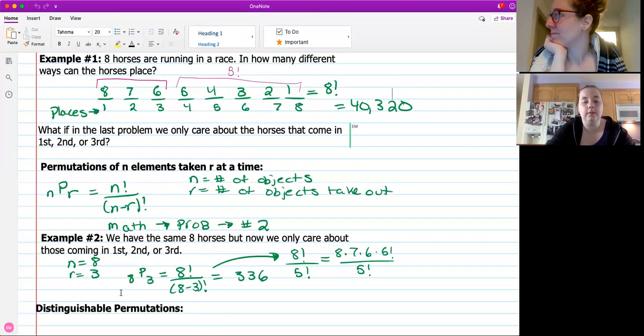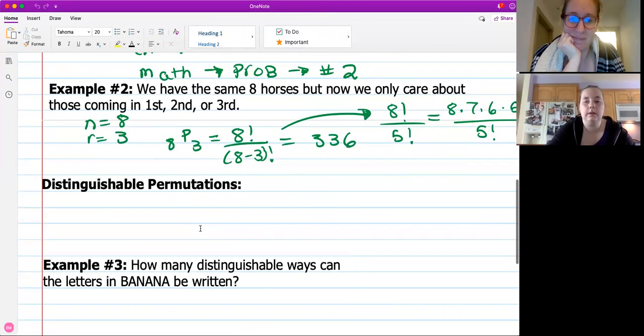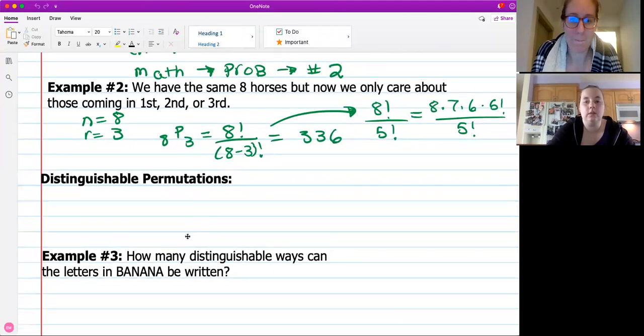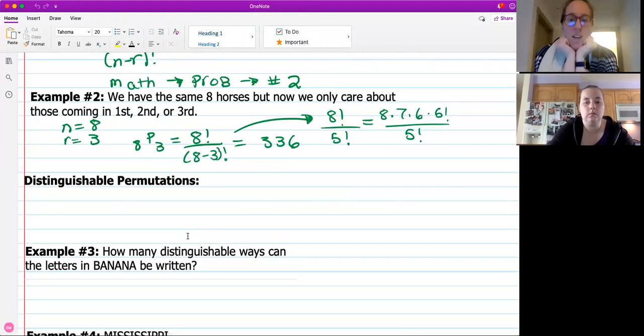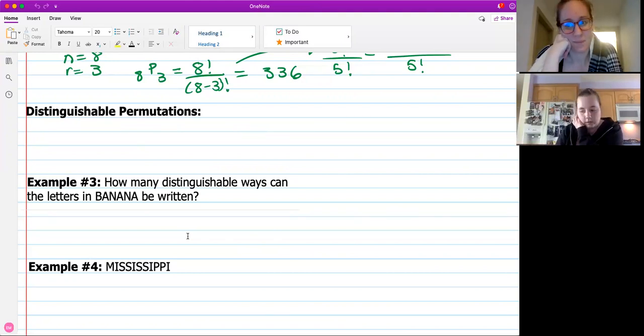Okay, we have one more thing to talk about, and then I think that's it for the day. So now we need to talk about distinguishable permutations. Okay, so this is when, again, order matters.